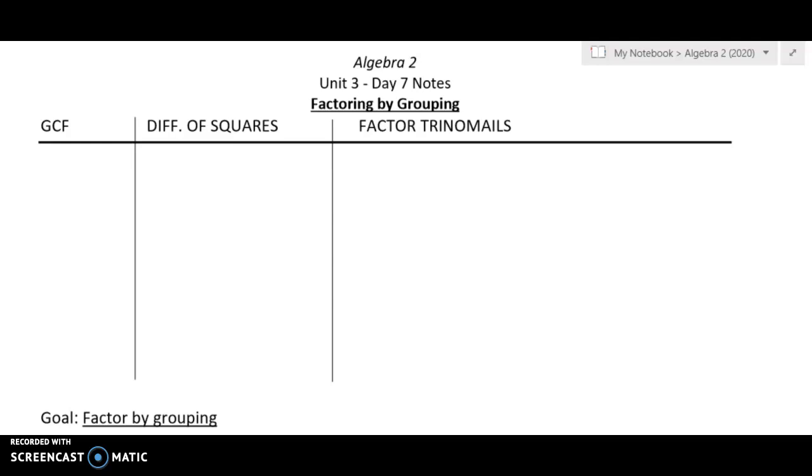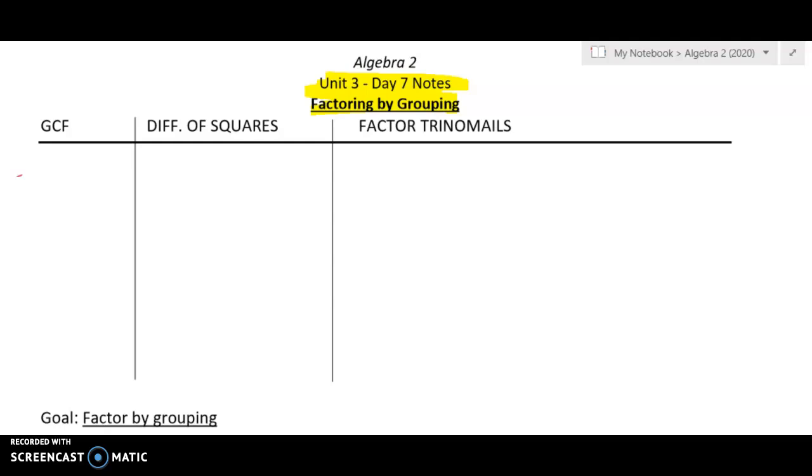Here we go with Unit 3, Day 7 notes. We're going to do a little recap in the beginning, but eventually we will be getting to the topic of factor by grouping. So we still are factoring. We're just learning a different method today. So in the very beginning, we learned GCF. So that's kind of an introduction, a way to factor.